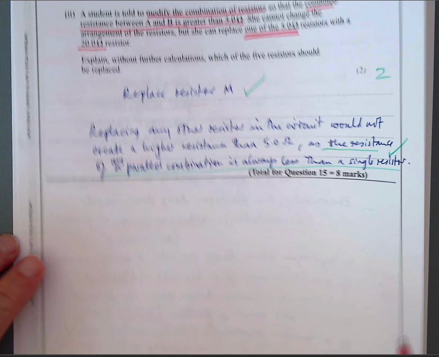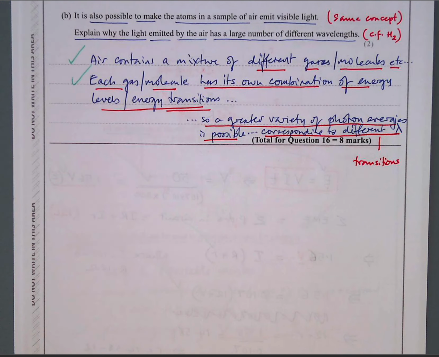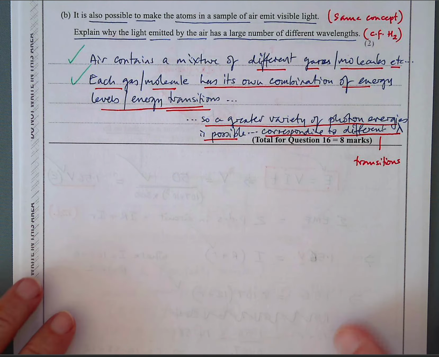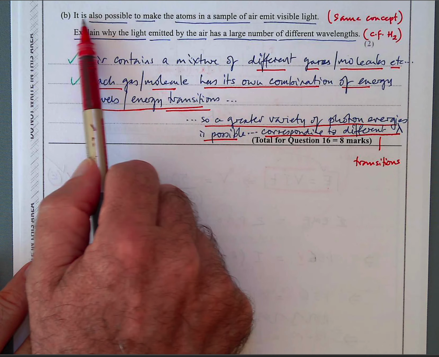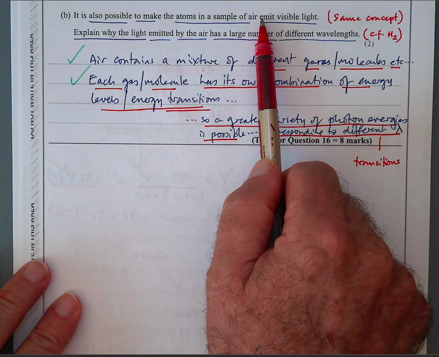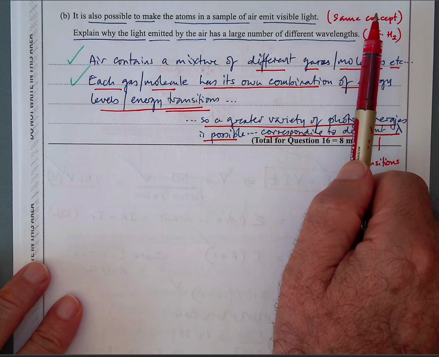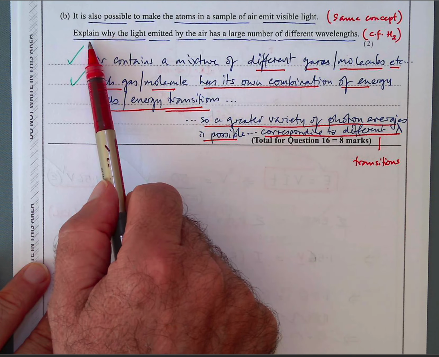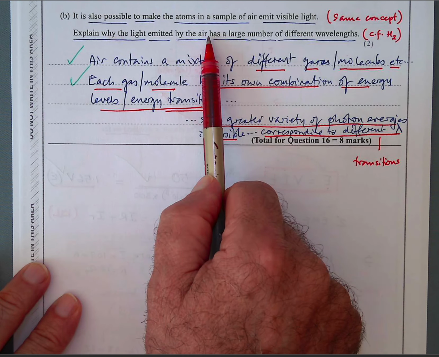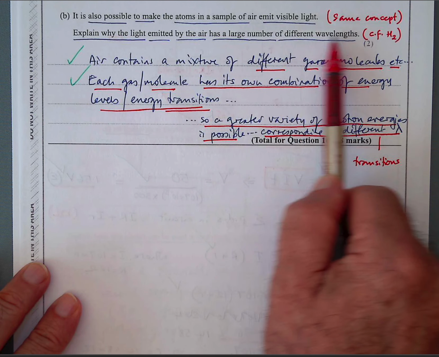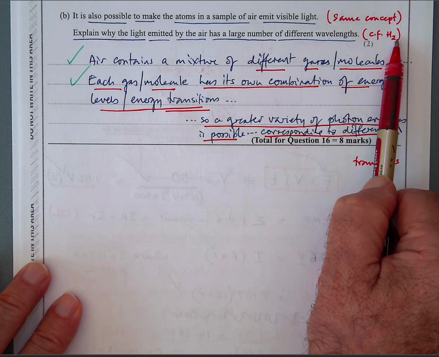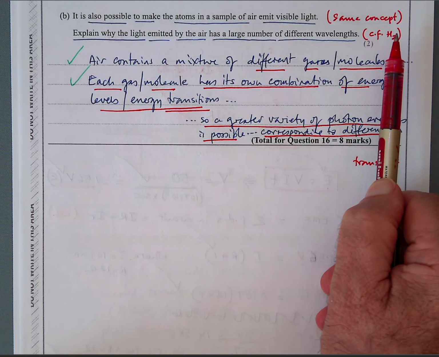I'm going back to the wrong question. So question 16, second part, is now showing on the screen. It is also possible to make atoms in a sample of air emit visible light. So it's the same concept as with the hydrogen. They want you to now explain why the light emitted by air has a large number of different wavelengths compared to hydrogen. That wasn't H2, it was H atoms.